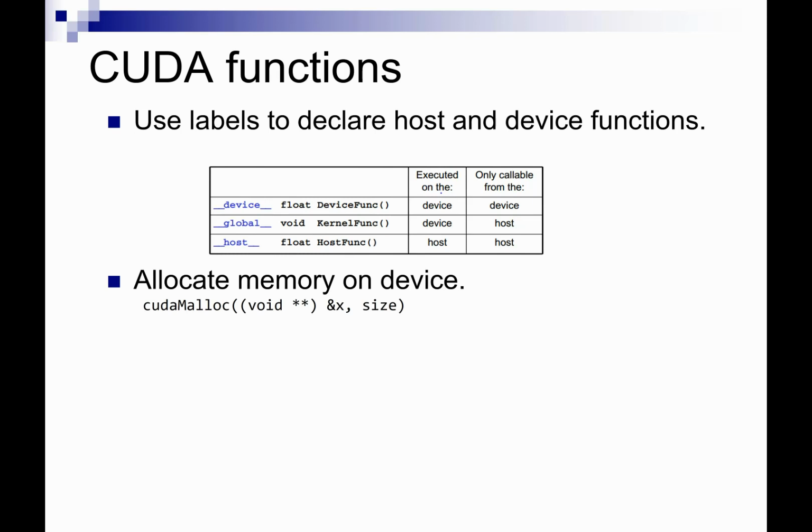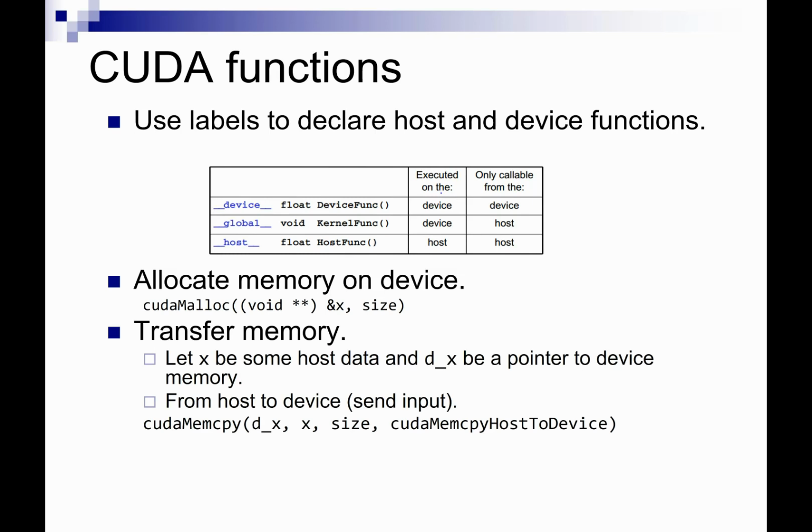We have functions to allocate memory on the GPU. For example, there's a function called cudaMalloc. Here you give a pointer to where you want the memory, to get back the location of the memory that is allocated, and then you specify the size of how much memory you need.